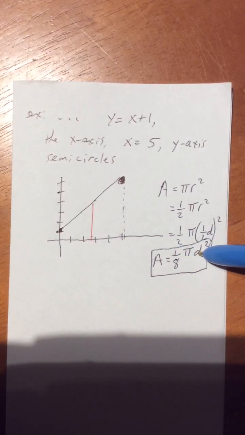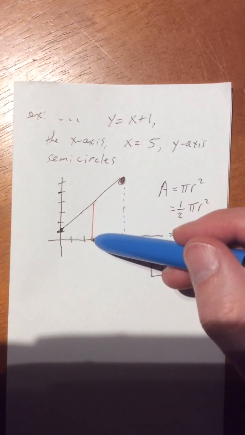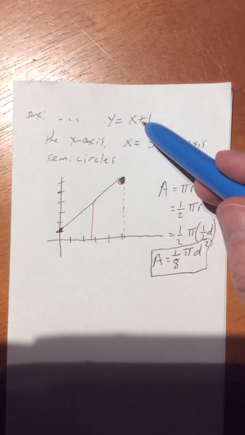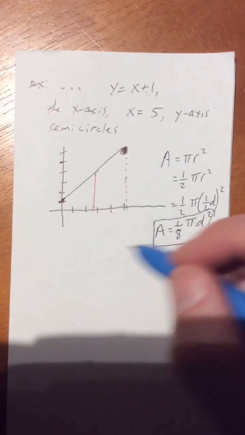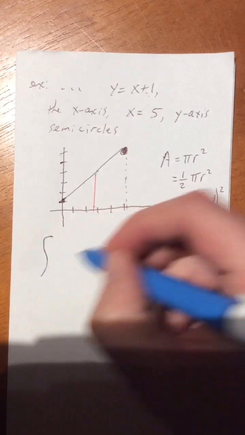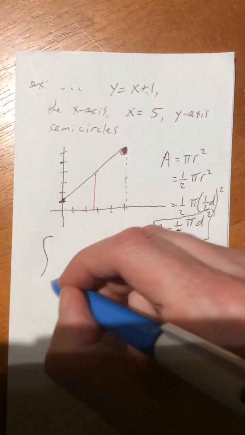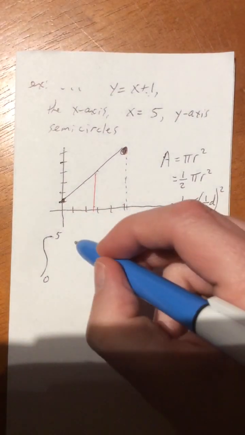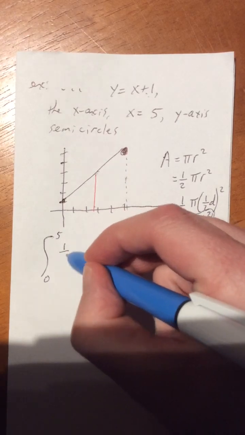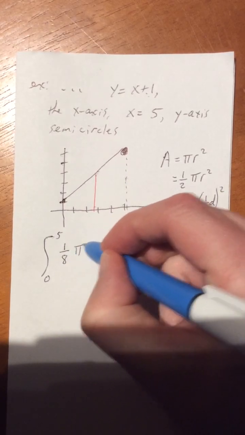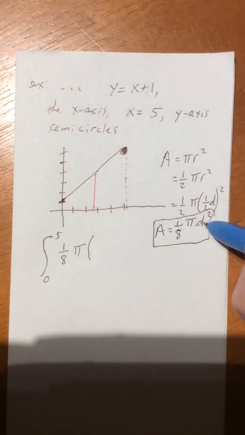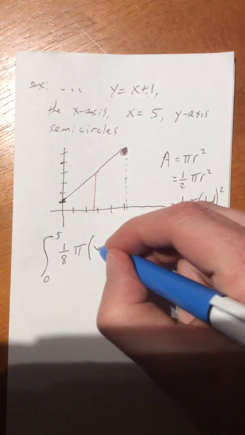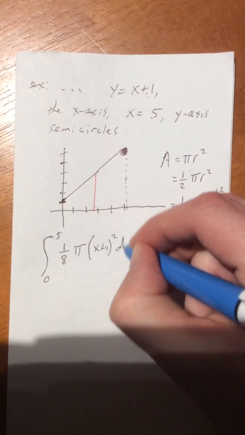The diameter is really just this distance from here to here. And what that distance really is, of course, again, as usual, is just the height of the function. So it's going to be x plus 1. So in order to do this problem here, we're going to integrate. And we're going to go from 0 to 5 of 1/8. We're going to kick these things out in a minute. 1/8 pi times the diameter squared. Well, the diameter is this, which is really just that. x plus 1 squared dx.